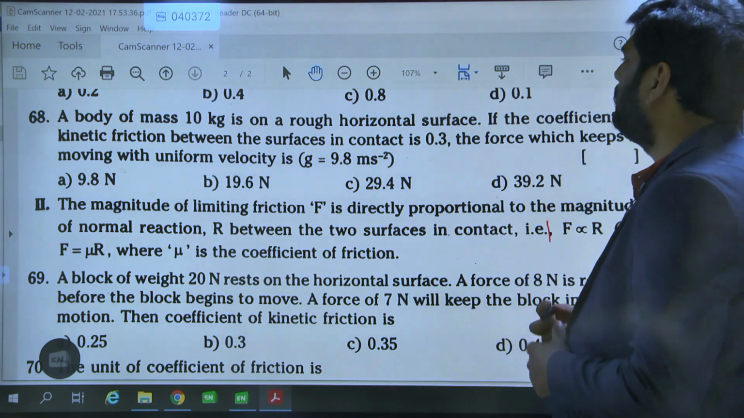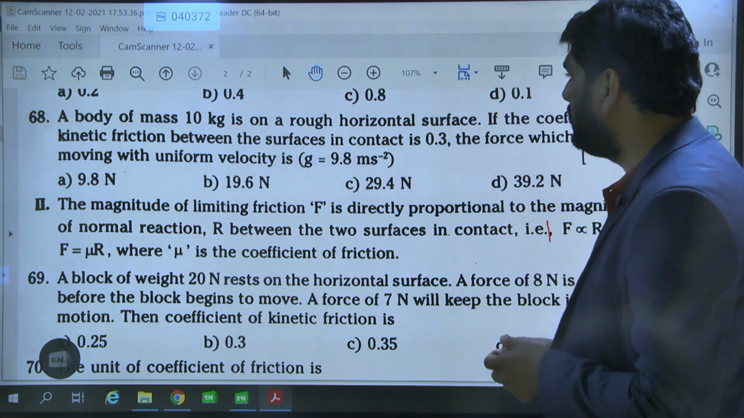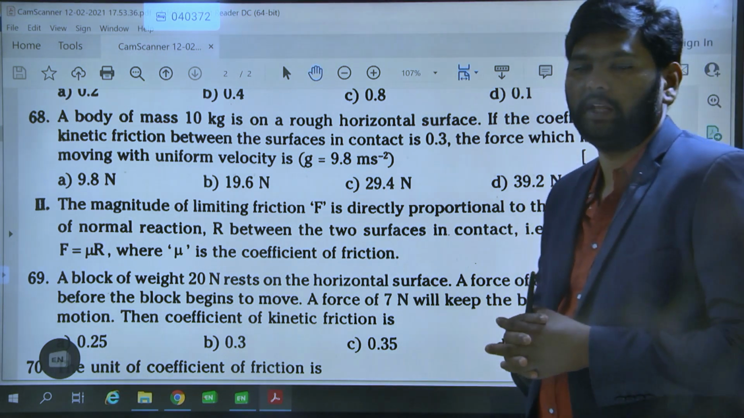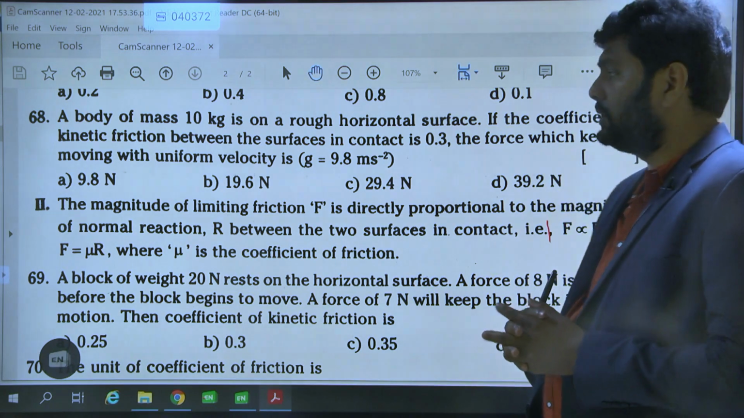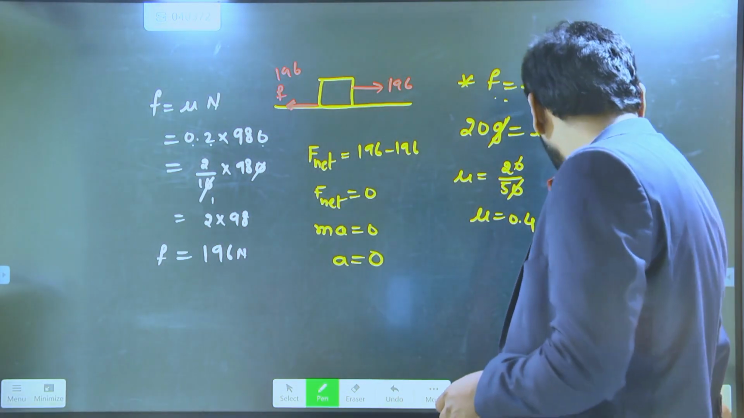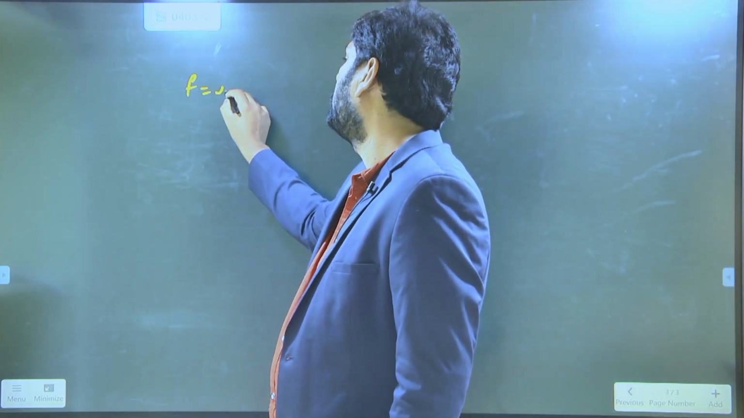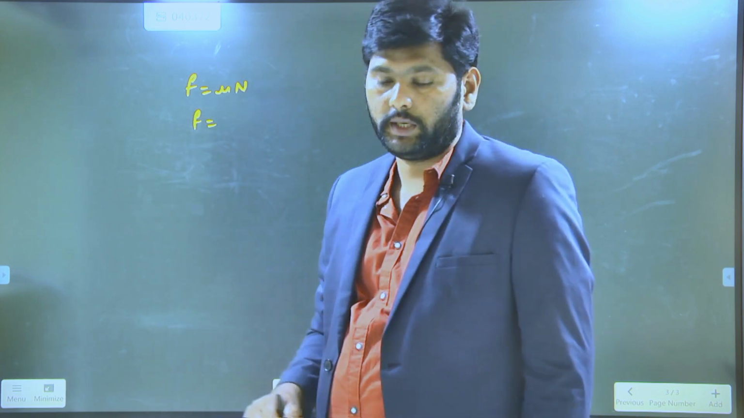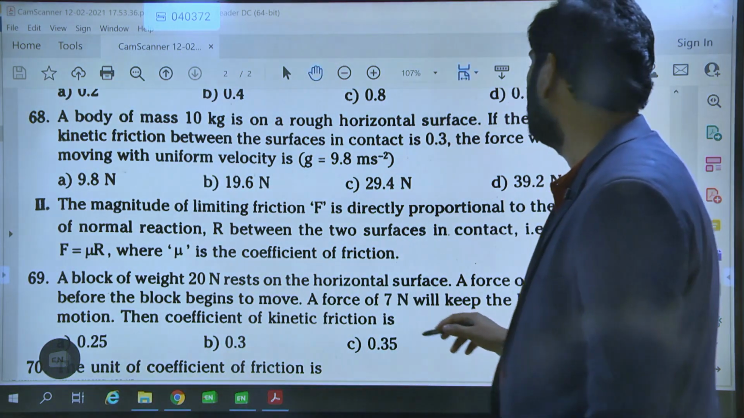Just find out the friction force. How do you find the friction force here? What is the formula for finding the friction force? F is equal to mu N. Apply that formula. F is equal to mu into N. What is mu here? How much value have they given?